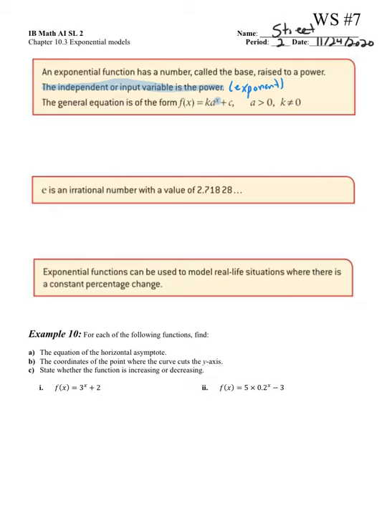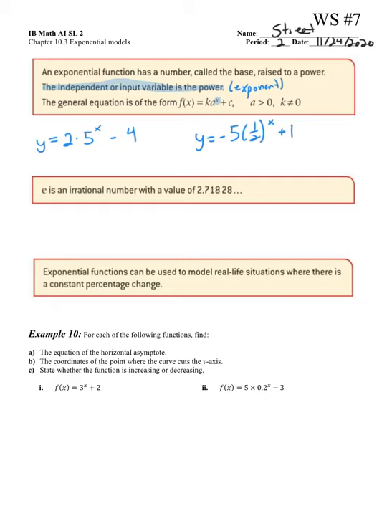And it says k a to the x plus c. So we're usually used to seeing something like 2 times 5 to the x minus 4. We might see something like that. Or y equals, let's see, negative 5 times 1/2 to the x plus 1, something like that. We're used to seeing those types of equations.